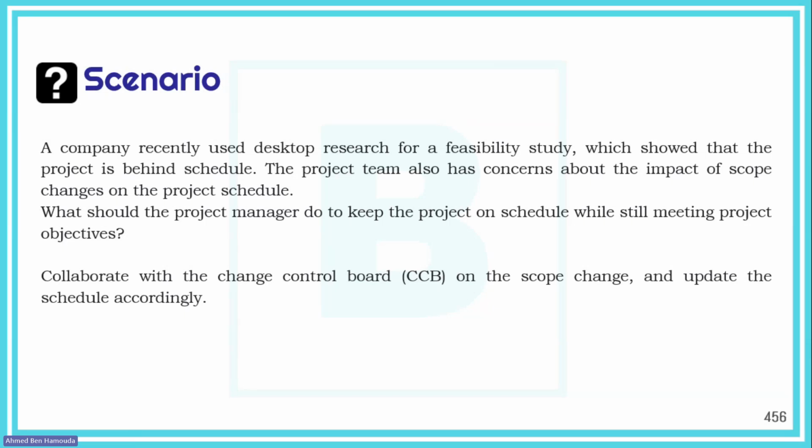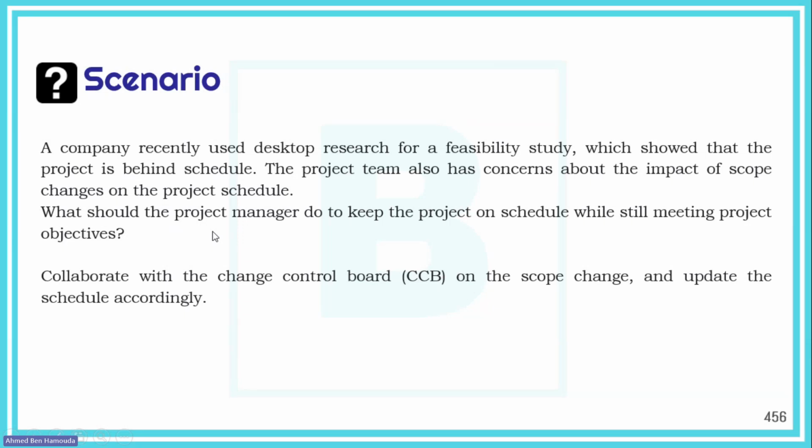A company recently used desktop research for a feasibility study, which showed that the project is behind schedule. The project team also has concerns about the impact of the scope changes on the project schedule. All right. So here we have a project behind schedule, and we have concerns that there might be an impact of the scope changes on the project schedule as well. Now, what should the project manager do to keep the project on schedule while still meeting project objectives?